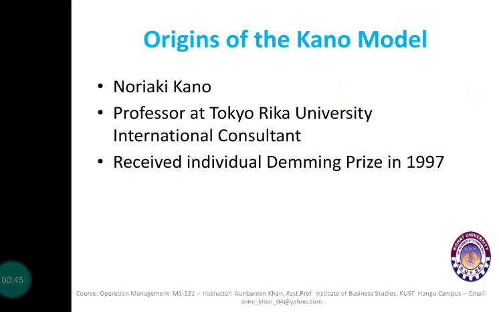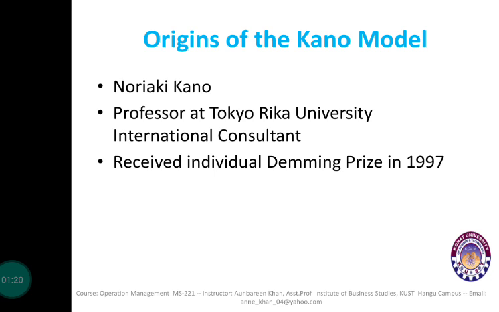The Kano model is a theory of product and service design developed by Noriaki Kano, a Japanese professor at Tokyo Rika University and international consultant. He received the individual Deming Prize in 1997.